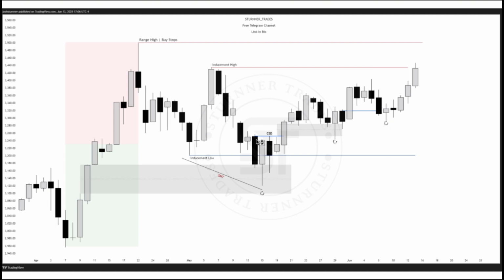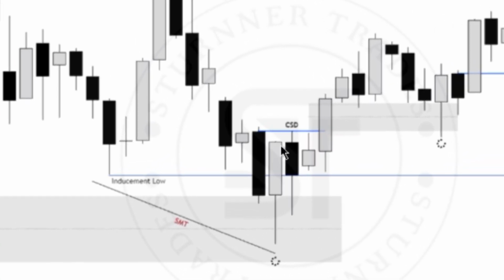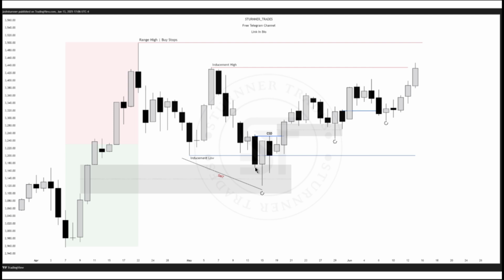And fourth, we are looking for a change in state of delivery. Right here, we got that after a body close above this down close candle. In this case, it's a single candle. And if you notice, this is the last down close candle that ran into the key level.